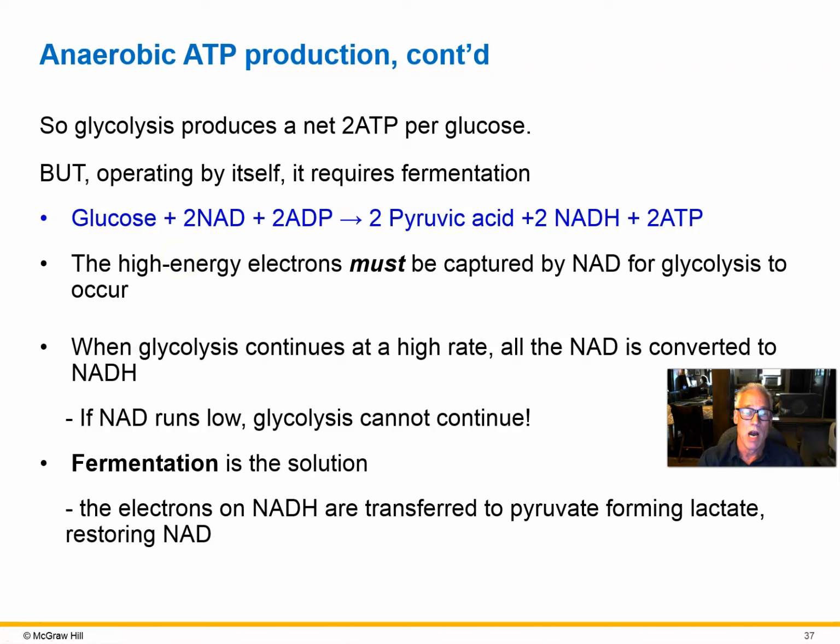So if we operate in isolation with glycolysis, here I've written out the reaction in more detail. This is a more balanced chemical reaction describing glycolysis. Glucose plus 2 NAD, we need those carriers, plus 2 ADP yields 2 pyruvic acids, which are just 3 carbon compounds. We break the glucose essentially in half and produce 2 3-carbon units, plus 2 NADH. The NAD must be present to capture the high-energy electrons at a particular step, and 2 ATPs. You need to have some ADP present in order to phosphorylate and make ATP.